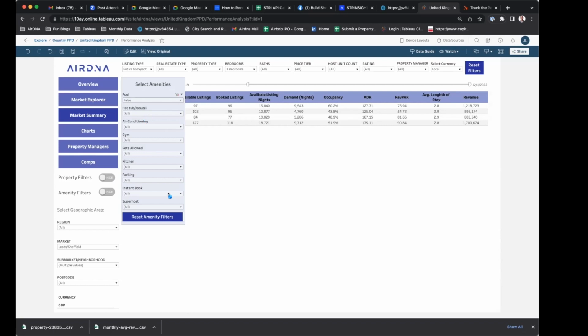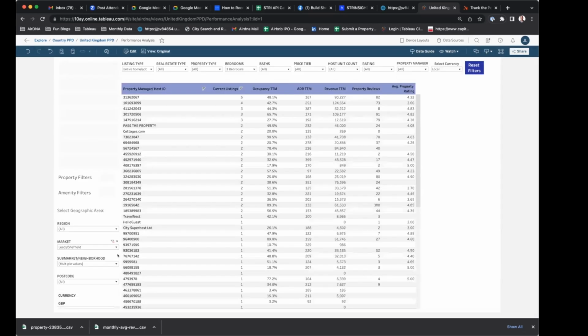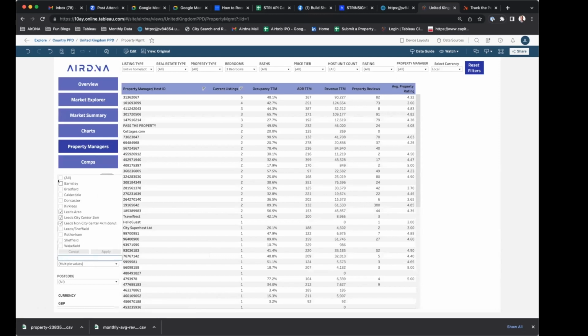Yep. And then we also have the ability to dig into specific property managers. So if you wanted to get a sense of other operators that have business types and business plans that you want to copy, and get a sense of where they're operating and how they're doing, you can go into our property manager section. And there's not a whole lot of property managers actually operating in Leeds.